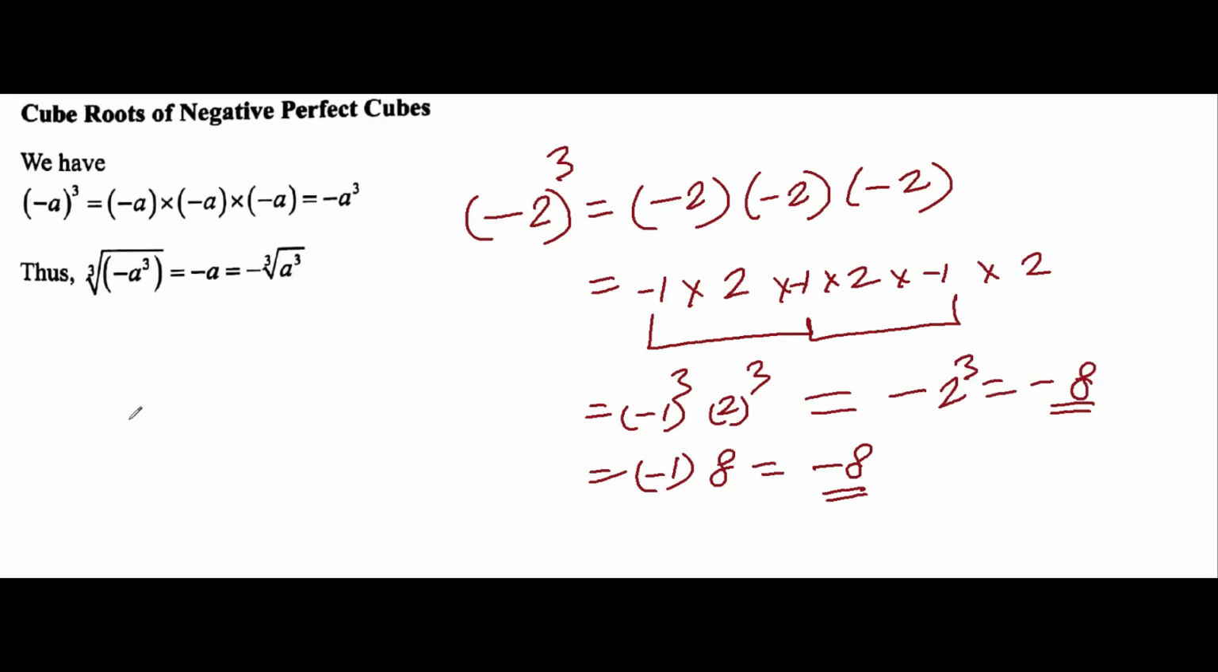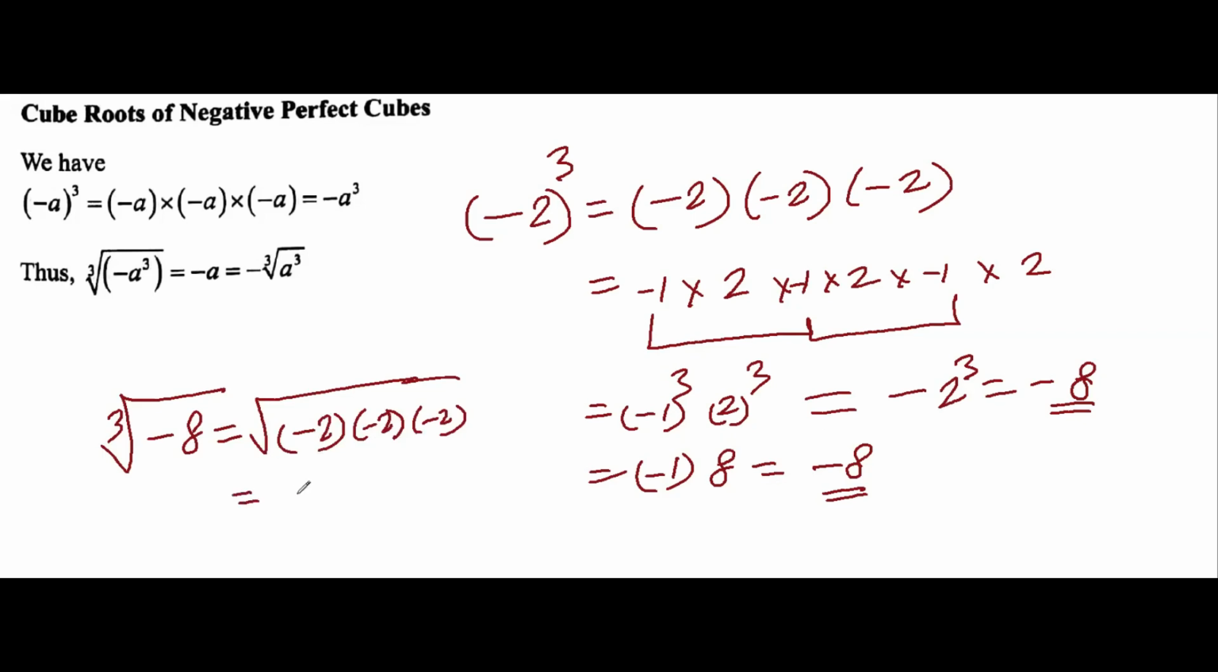Similarly, if you want to find the cube root of -8, you can write this as -2 into -2 into -2, which is nothing but -8. So you will get the answer as -2. Understood?